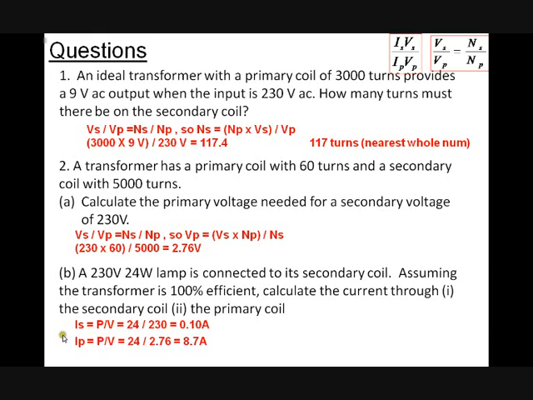To do the same in the primary, we know it's 100% efficient, so it's going to be the same power, 24 watts, but this time we need to refer back to our answer here, and we need the voltage on the primary coil, which we calculated as 2.76 volts. So 24 divided by 2.76 is 8.7 amps. The primary current is 8.7 amps, the secondary current is 0.1 amps. So the current is going down, which means this was a step-up transformer.